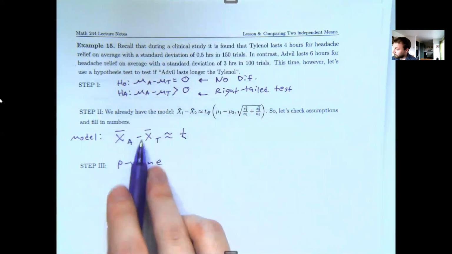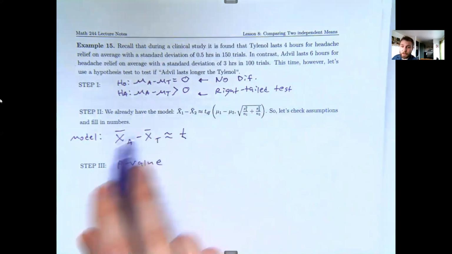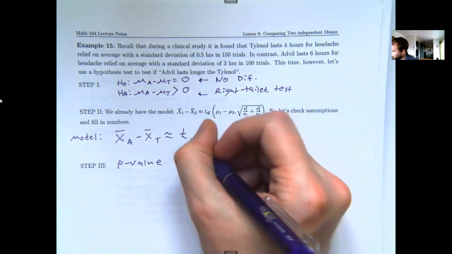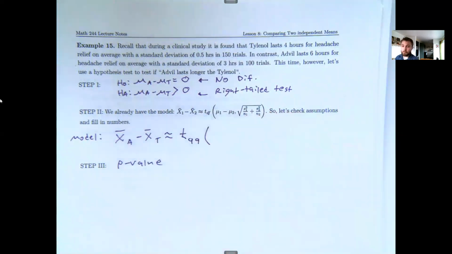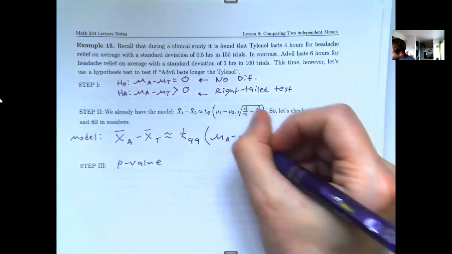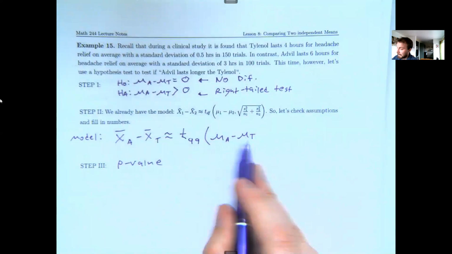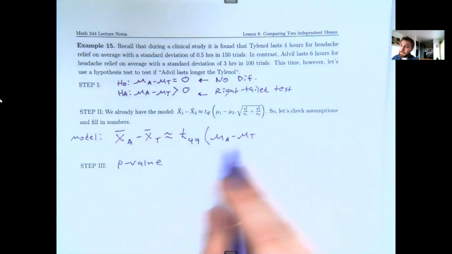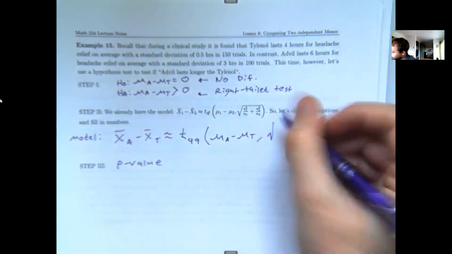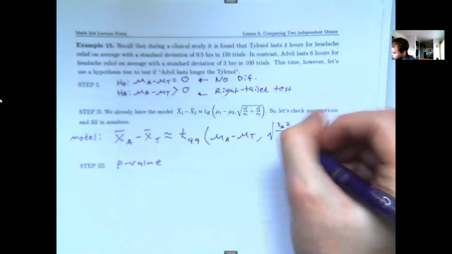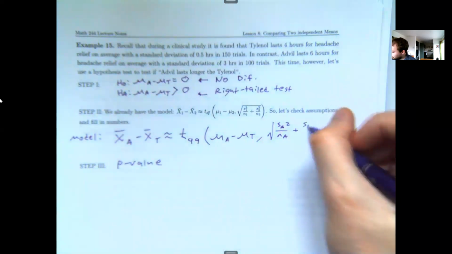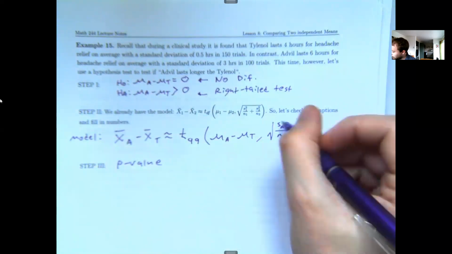X bar A minus X bar T. I'm leaving this alone. This is the name of my model. It tells me I'm going to be subtracting these two averages. My degree of freedom, I'm using the smaller of the two groups. And my center is going to be the average of Advil minus the average of Tylenol, whatever is being claimed in the null hypothesis. My standard deviation will be S squared over N for the first group and S squared over N for the second group.